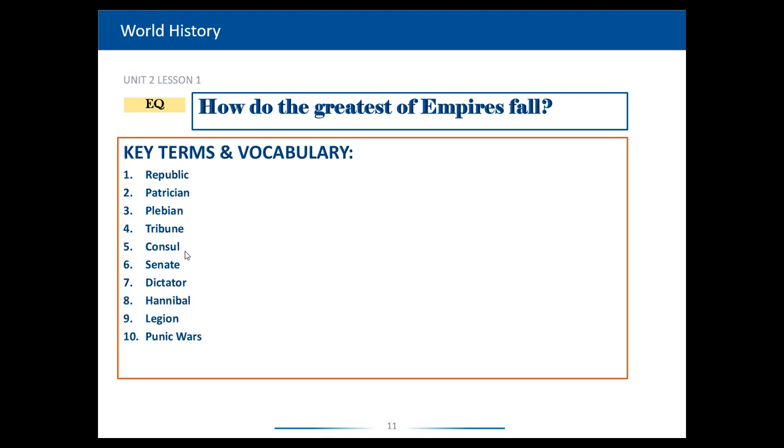Now, the key terms for this section: 1. Republic, 2. Patrician, 3. Plebeian, 4. Tribune, 5. Council, 6. Senate, 7. Dictator, 8. Hannibal, 9. Legion, and 10. Punic Wars. You can stop the video at any time and take the notes.